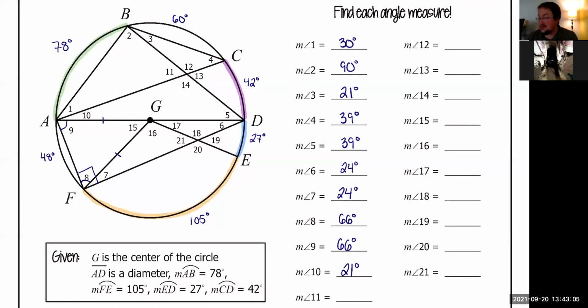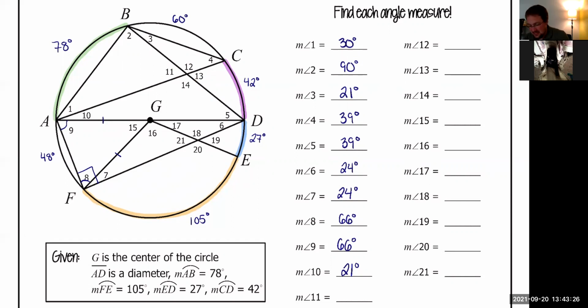Now things are going to get a little bit interesting because angles 11, 12, 13, and 14 exist inside the circle itself. So those are neither central angles nor inscribed angles. They're just angles, for which now I need to go full triangle mode.